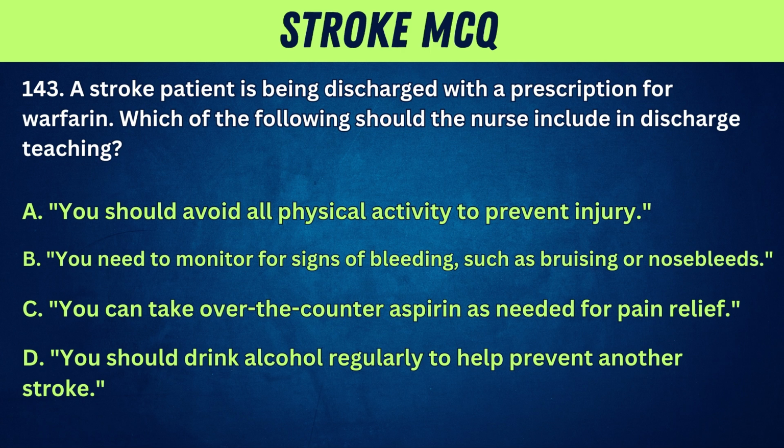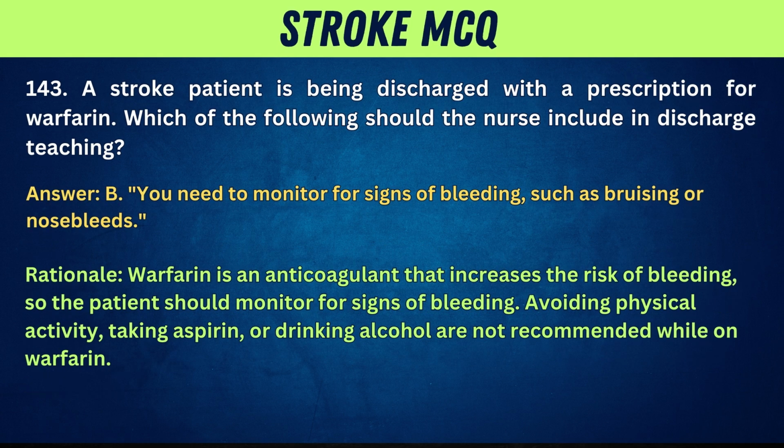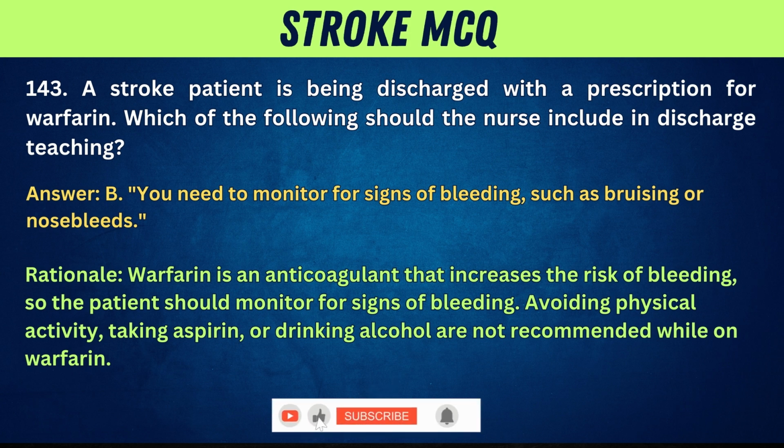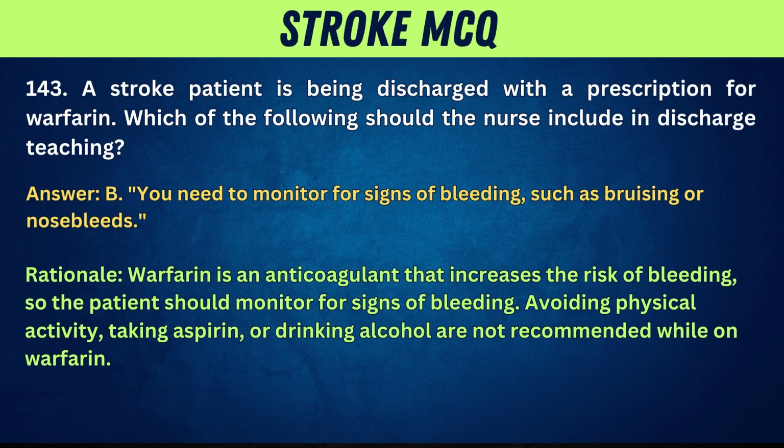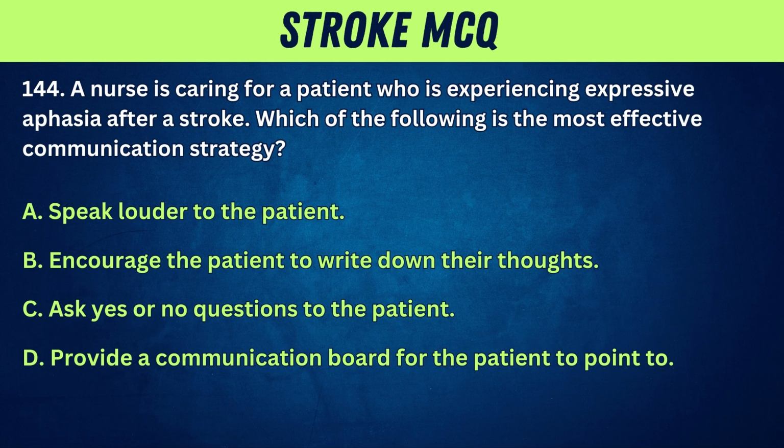C. You can take over-the-counter aspirin as needed for pain relief. D. You should drink alcohol regularly to help prevent another stroke. Answer. B. You need to monitor for signs of bleeding, such as bruising or nosebleeds. Rationale: warfarin is an anticoagulant that increases the risk of bleeding, so the patient should monitor for signs of bleeding. Avoiding physical activity, taking aspirin, or drinking alcohol are not recommended while on warfarin.